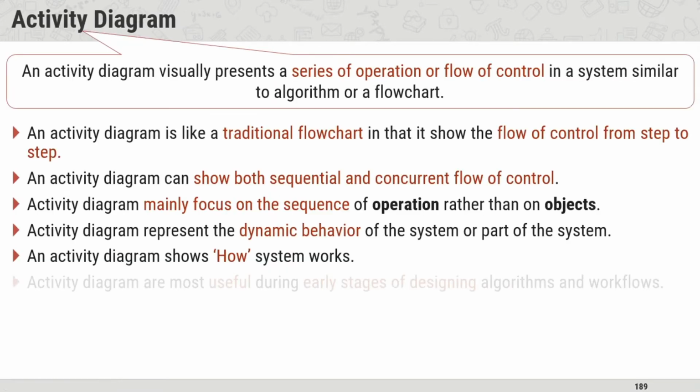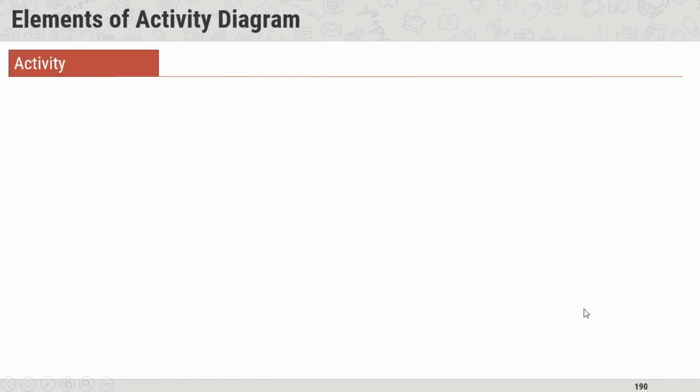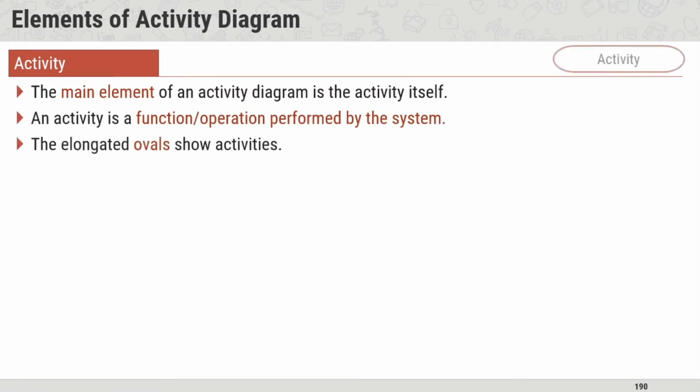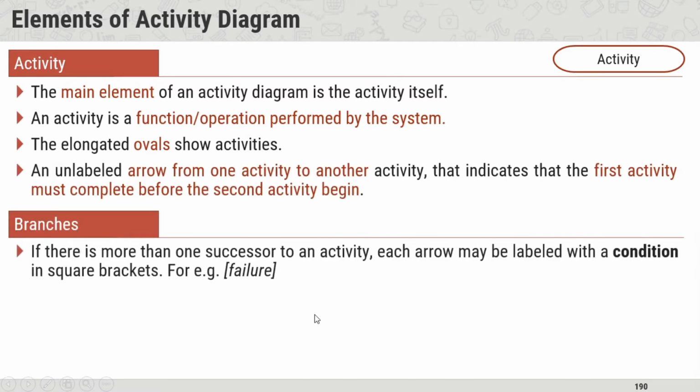It is most useful during the early stages of designing algorithms and workflows, so it helps in finding out the algorithm. Now, what are the elements of the activity diagram? This is the activity, in which you write the functionality which is performed by the system. Next is your branches.